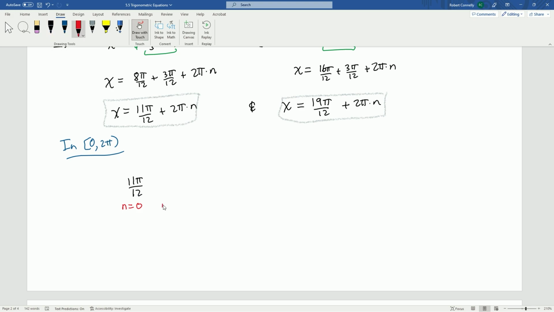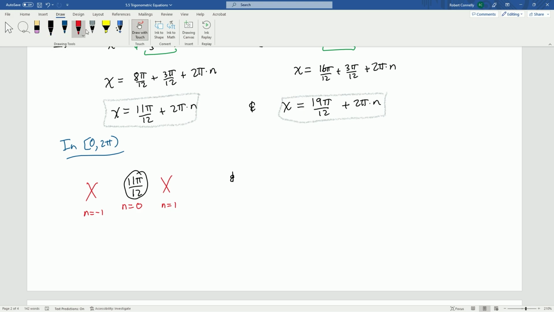Now, if I was to check n equals 1, it's pretty obvious that that's not going to work, because if I take a positive number and I add 2 pi, then I'm going to get something bigger than 2 pi. So that one's not going to work. And if I was to try to plug in n equals negative 1, I would get 11 pi over 12 minus 2 pi. But of course, that's going to be smaller than 0. So that's not going to work. So we've got one solution from this equation.